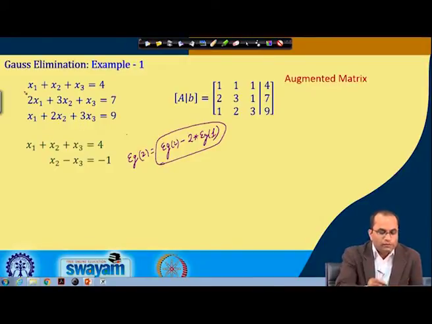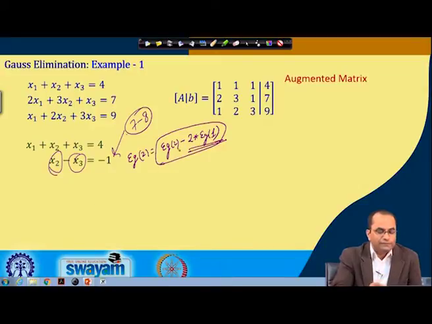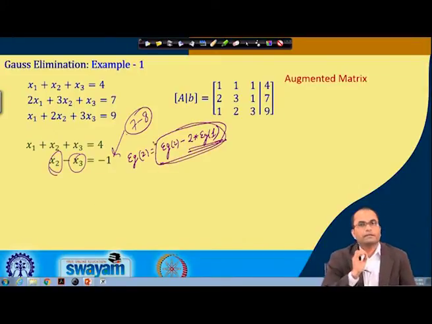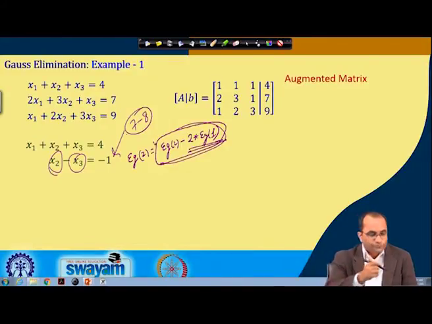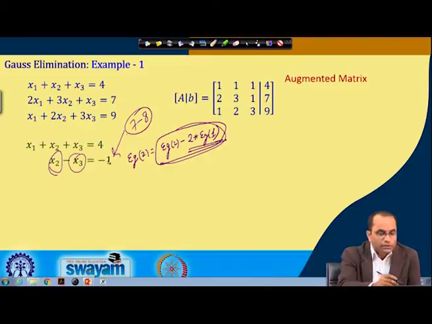So, 2 times equation number 1, and then we subtract. The x1 will cancel out. Here we will get 2x2 and here 2x3. When we subtract we get x2 here, and then from 3x2 minus 2x2 we get x2, and from x3 minus 2x3 we get minus x3, and then 7 minus 8, that will be minus 1. We have just multiplied equation number 1 by 2 and subtracted it from equation number 2.